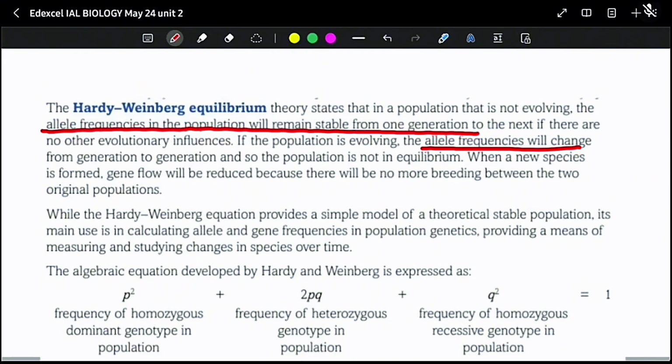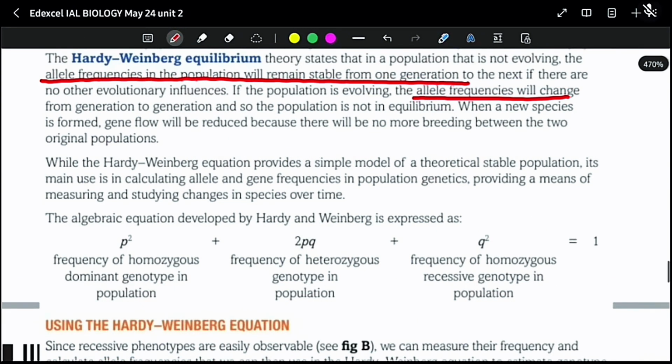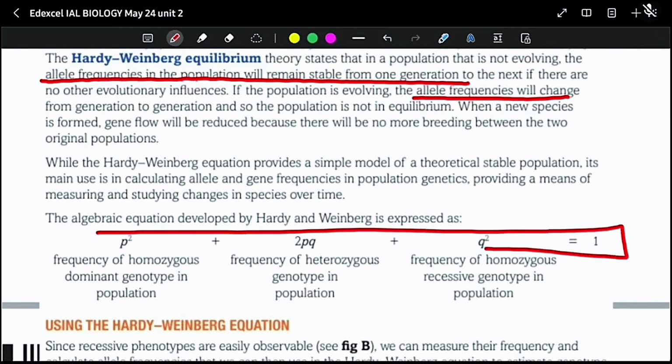When a new species is formed, the gene flow will be reduced because there will be no more breeding between the two original populations. The Hardy-Weinberg equation provides us with a model of a theoretical stable population. Its main use is in calculating allele and genotype frequencies in population genetics, providing a means of measuring and studying changes.